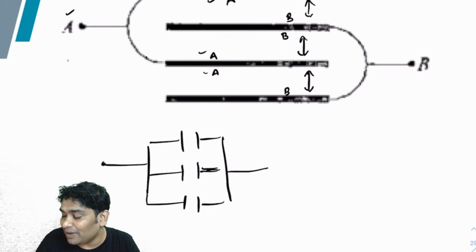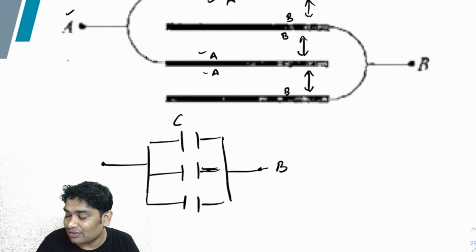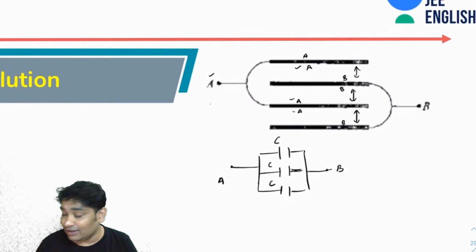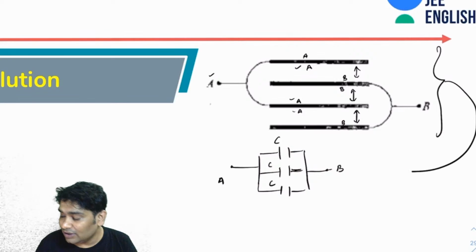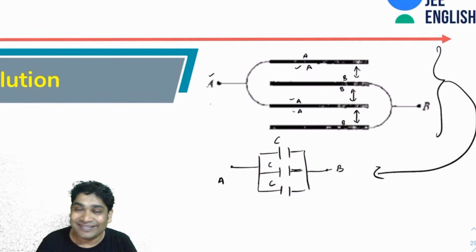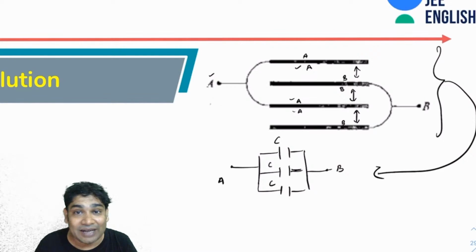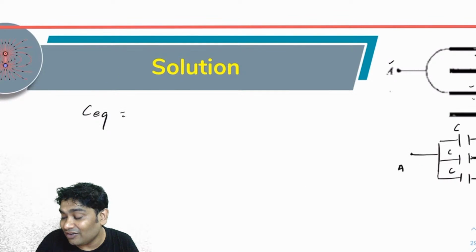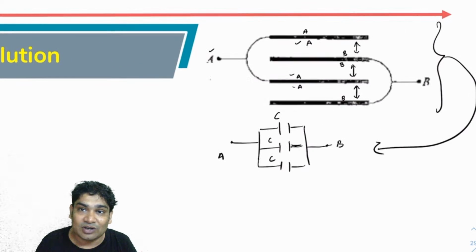So this is what my simplified circuit looks like. This essentially, the thing that is given to me above, is nothing but this. Now it is very, very simple. I can say what my equivalent capacitance is. C equivalent obviously is 3C. So that is my answer. That is how you can solve these.